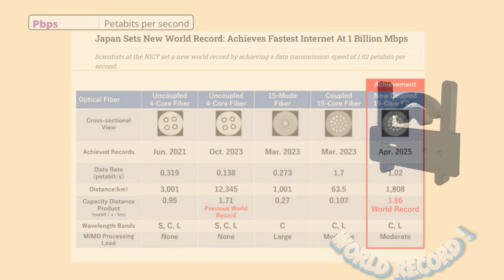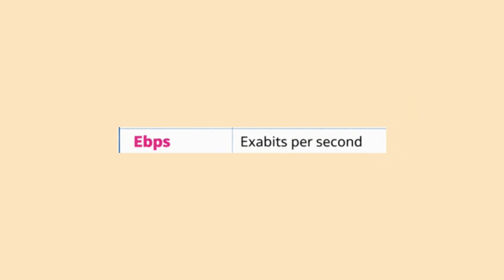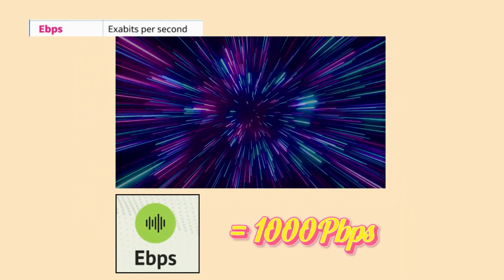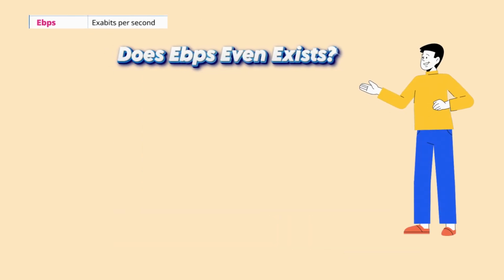Next is exabits per second, Ebps. A speed so fast it feels like science fiction. Step even further into the future. Welcome to exabits per second. 1 exabit per second equals 1,000 petabits per second. Does it even exist? The answer is not yet.